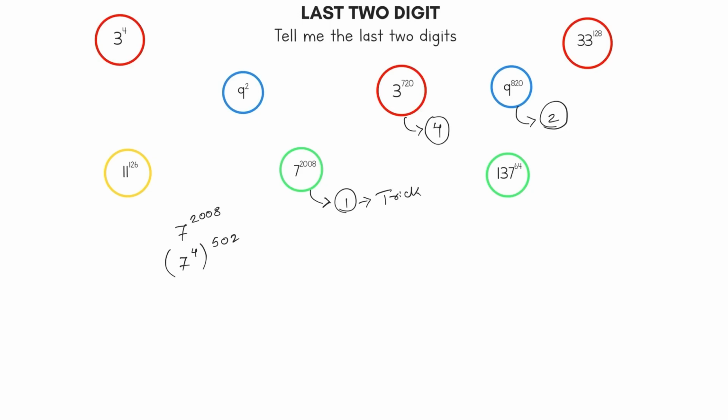Why am I doing this? Because only 7 power 4 ends in 1 and that's what I want to do, make it end in 1. Now I can write this 7 power 4 as 7 raised to 2 into 7 raised to 2, all raised to 502. What is 7 raised to 2? 7 raised to 2 is nothing but 49. So the problem is now reduced to 49 into 49 raised to 502. Okay, now what is 49 into 49?